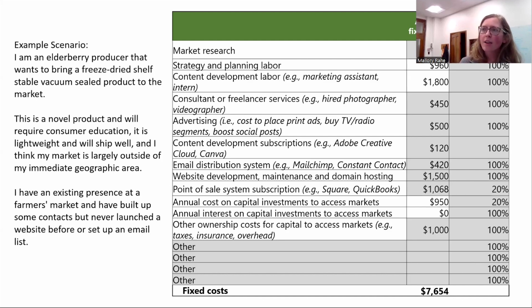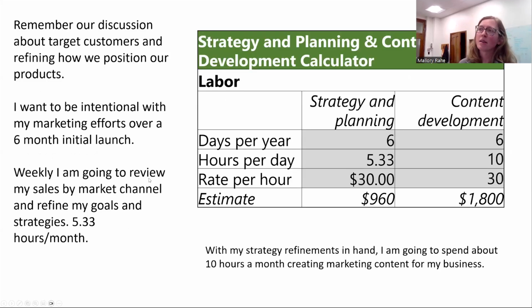So I'm going to walk you through how I got to some of these things. And I want to reinforce this idea that it really does take time to market our products well. Taylor Ann went through a lot of this content in week 1, like target customers, refining our pitch and how we position our products. I want to be intentional with my marketing efforts over a 6-month initial launch period for this product.